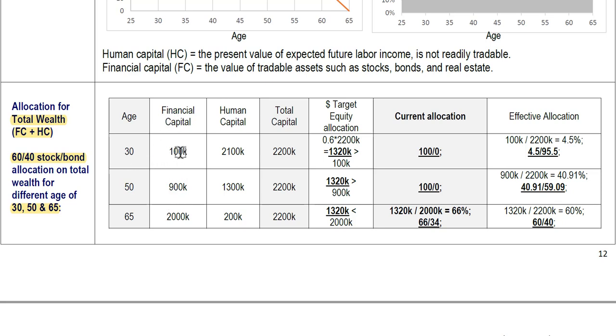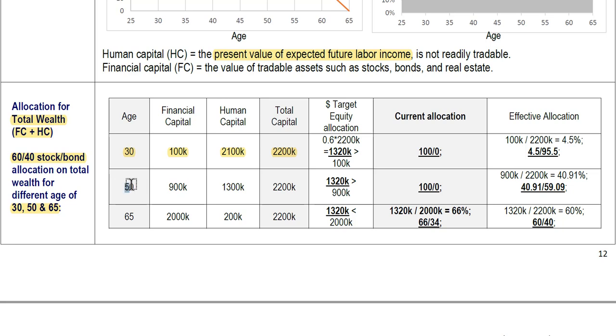Suppose that we have this scenario. At age 30, you have financial capital of $100,000, and your human capital, which is based on the present value of future labor income. This is not tradable income; it's more like intangible. This is 2.1 million, so your total capital is 2.2 million.